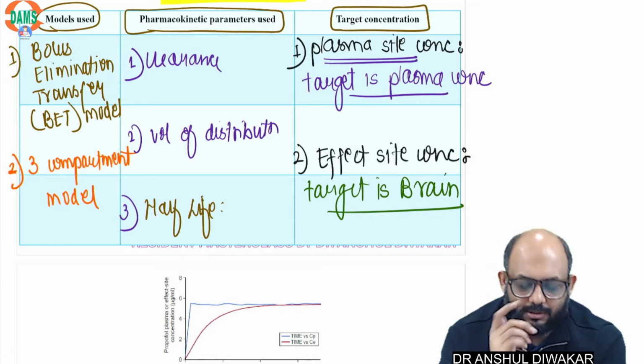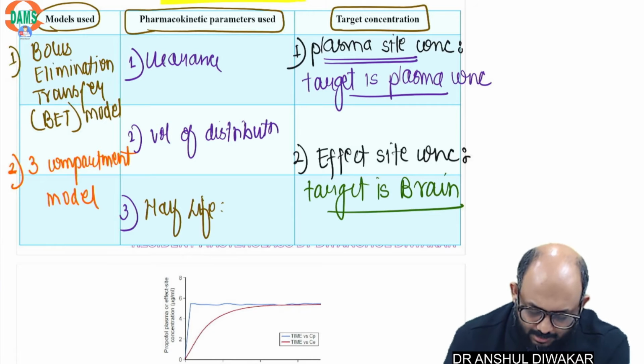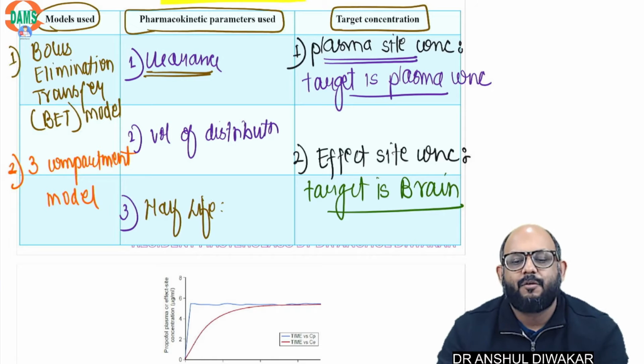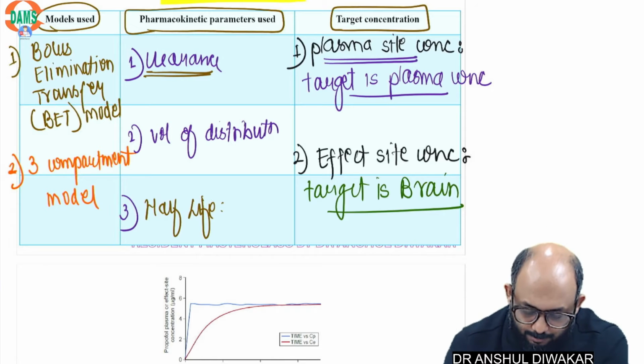Okay, now if you just briefly want to again write, then what is clearance? It is the volume of plasma from which drug is removed per unit time.